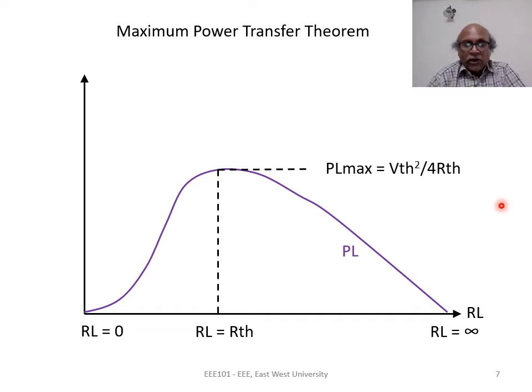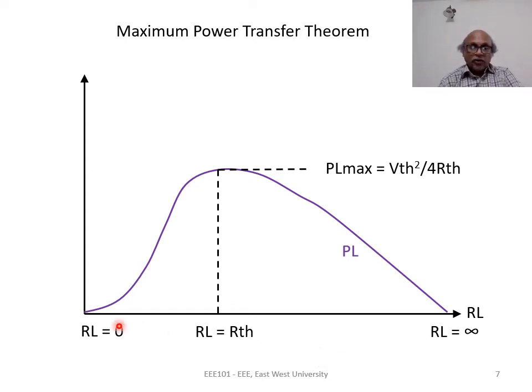Now, we also want to know how the load voltage and load current will vary as we vary the load resistance from 0 to infinity. When RL is 0, the load is a short circuit. The voltage across the short circuit is 0. So, VL will be 0 when RL is equal to 0. When RL is infinity, under open circuit condition, the load voltage will be VOC or VTH.